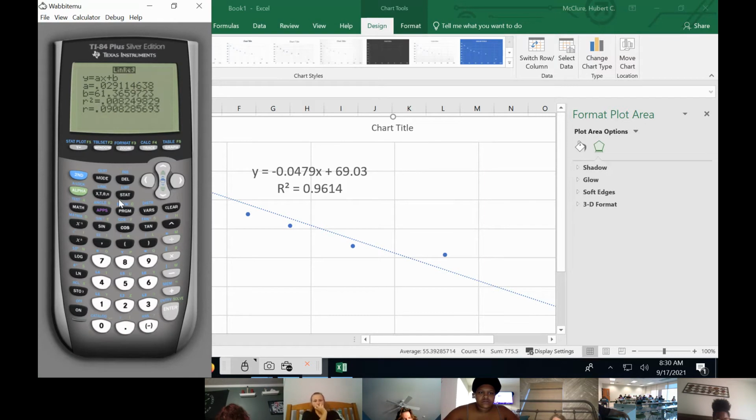Let me go back to stat. Edit. Which one is typed in wrong? Thank you. It's supposed to be 67.5. Well, that's going to change just about everything. So let me go back. Stat, calculate, go down to linear regression and just erase everything that we did before.